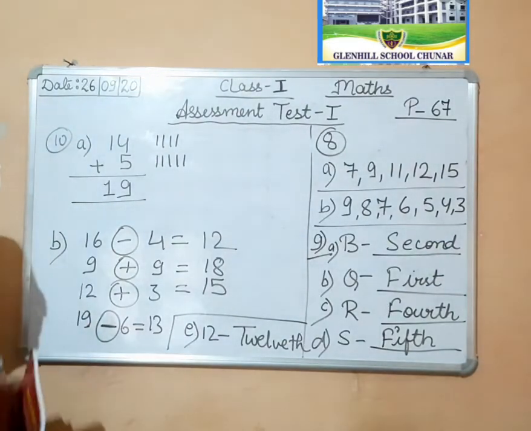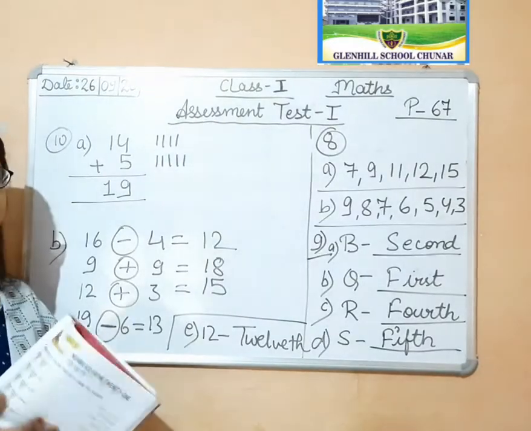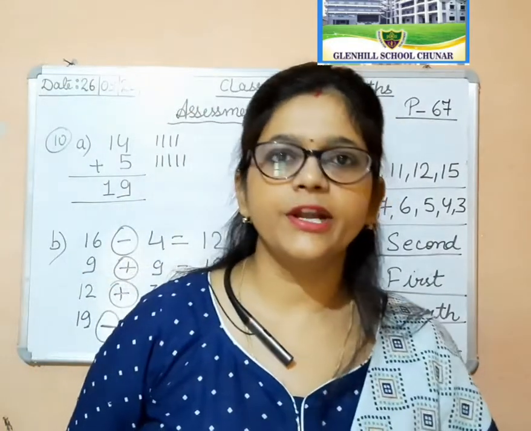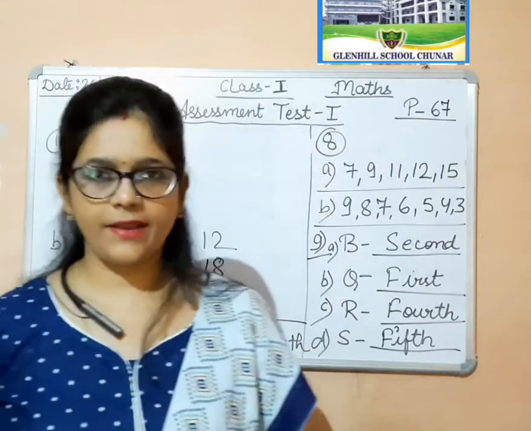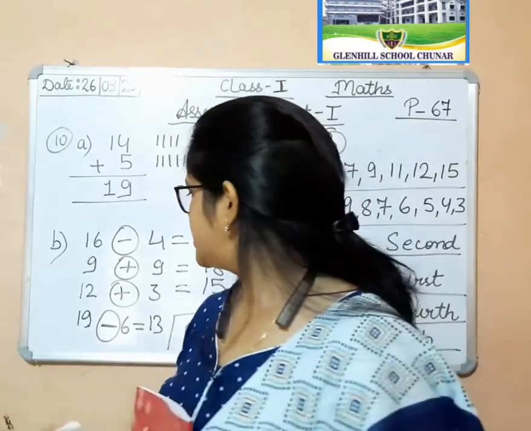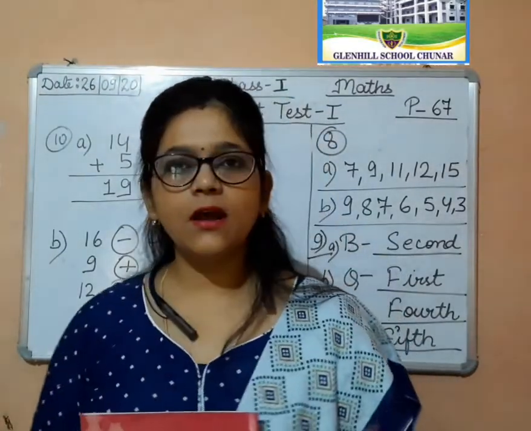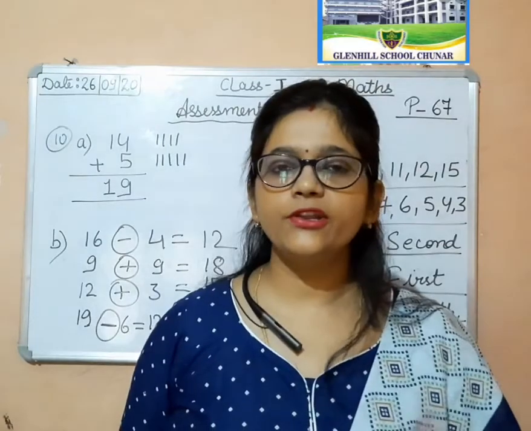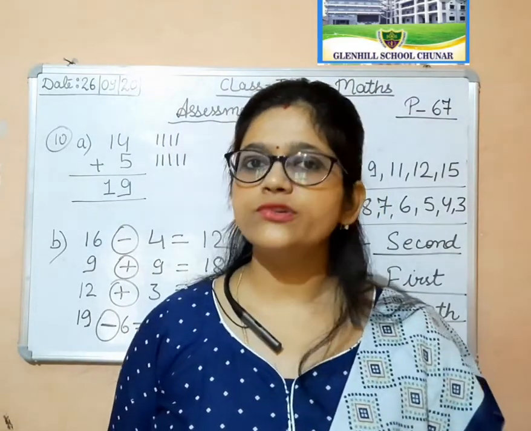Okay, got it? So your assessment test is over, and tomorrow I will teach you the new chapter, that is unit 5. Okay, numbers from 5 to 20. So this is all about assessment test 1, and do it in your notebook and also in your book.